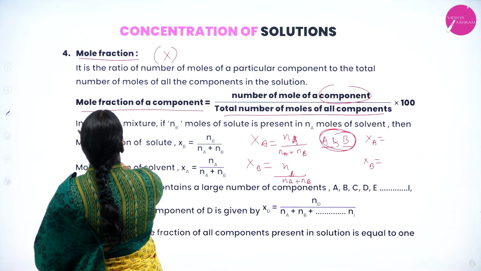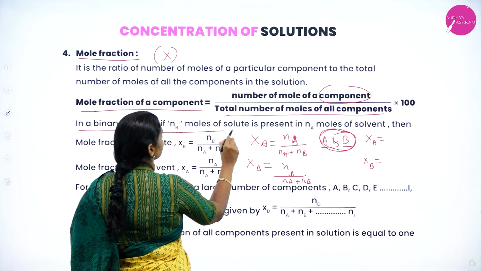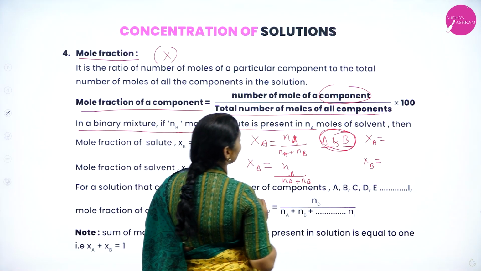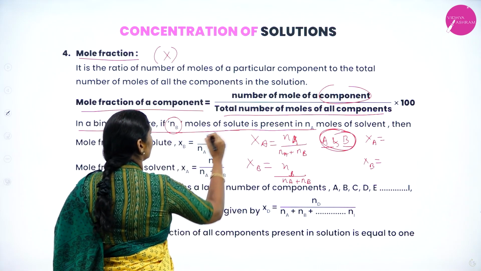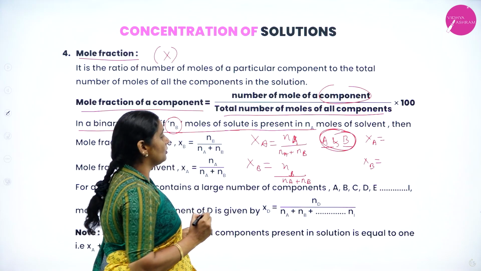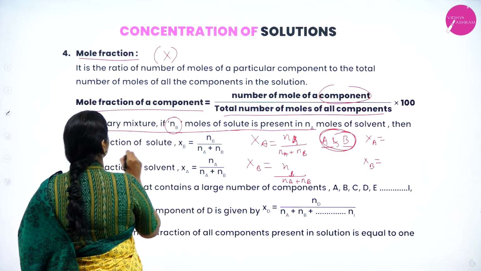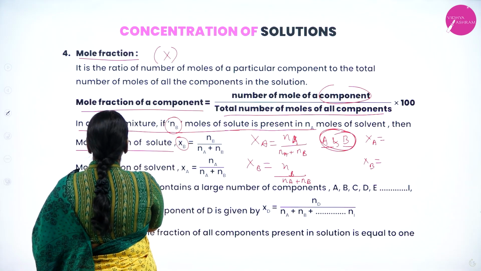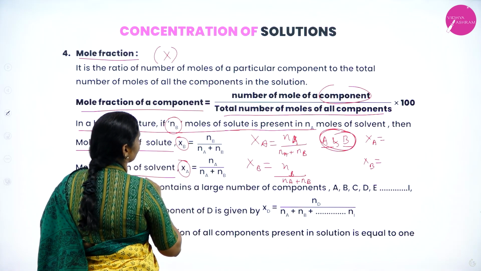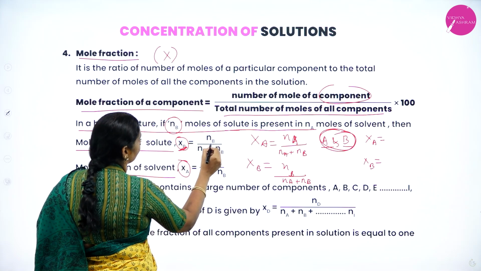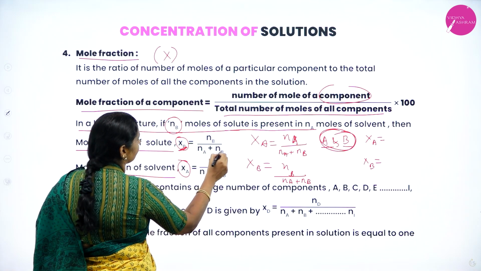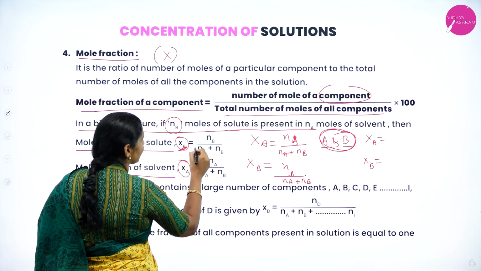For example, in a binary mixture, Nb moles of solute is present in Na moles of solvent. Mole fraction of solute is Xb, and mole fraction of solvent is Xa. So here the component is B, therefore you take the number of moles of B. What are the two components? A and B. Therefore you take Na plus Nb.